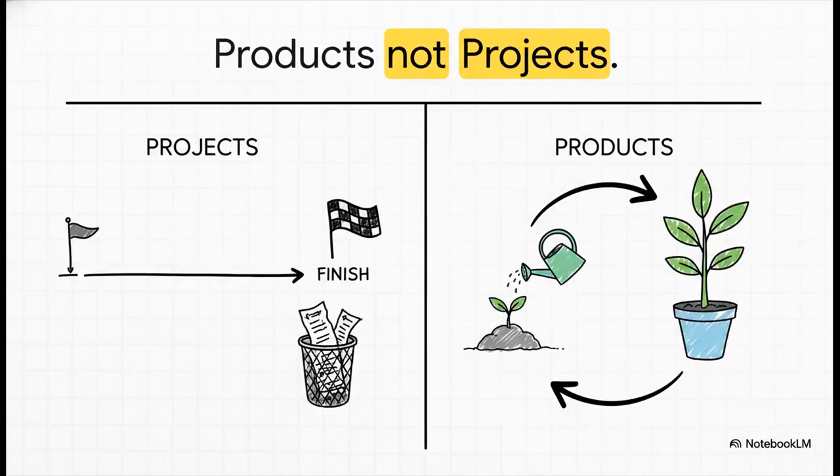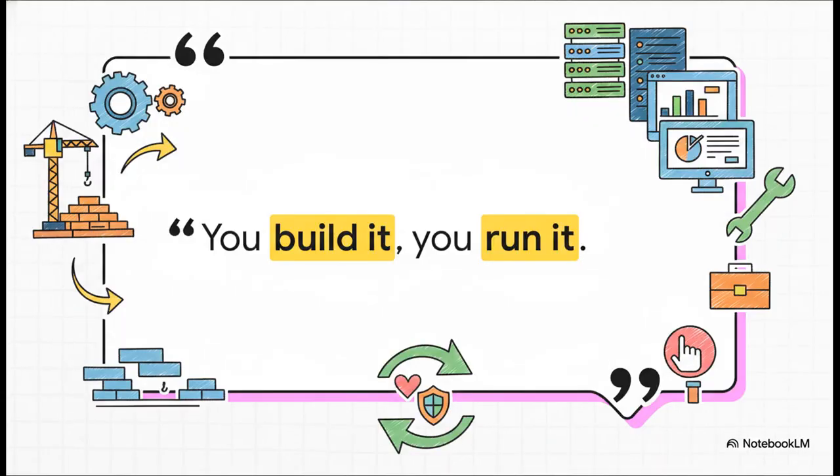The second principle is a huge shift in mindset. You move from thinking about projects to thinking about products. Amazon has this famous mantra that just nails it. You build it, you run it. In a microservices world, the team that develops a service is also responsible for it for its entire life, including running it in production. This creates this incredibly powerful feedback loop and a really deep sense of ownership.